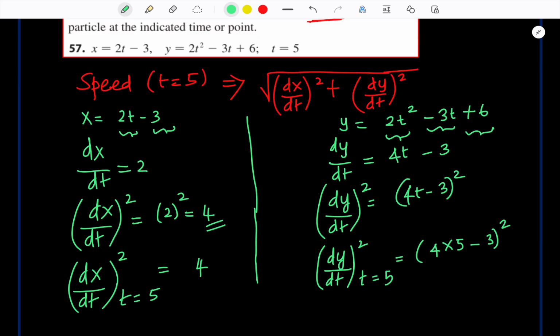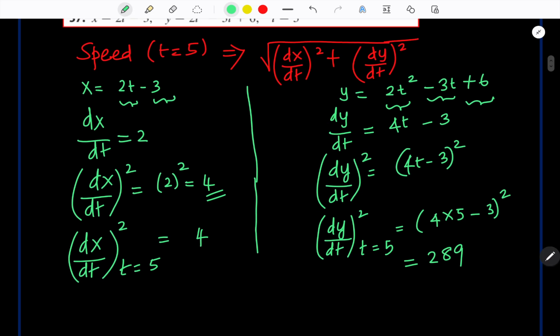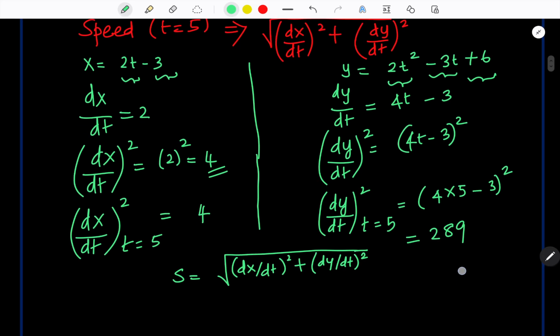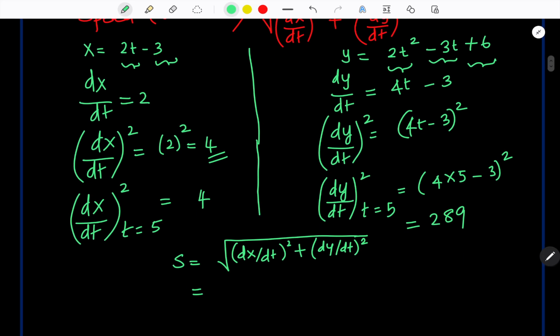Let me go to the calculator. 17 square is equal to 289. So let's substitute in the formula. This is your formula: the speed s is equal to the square root of dx divided by dt the whole square plus dy divided by dt the whole square. Clear? No dt, nothing. So in the square root, dx by dt the whole square is 4.